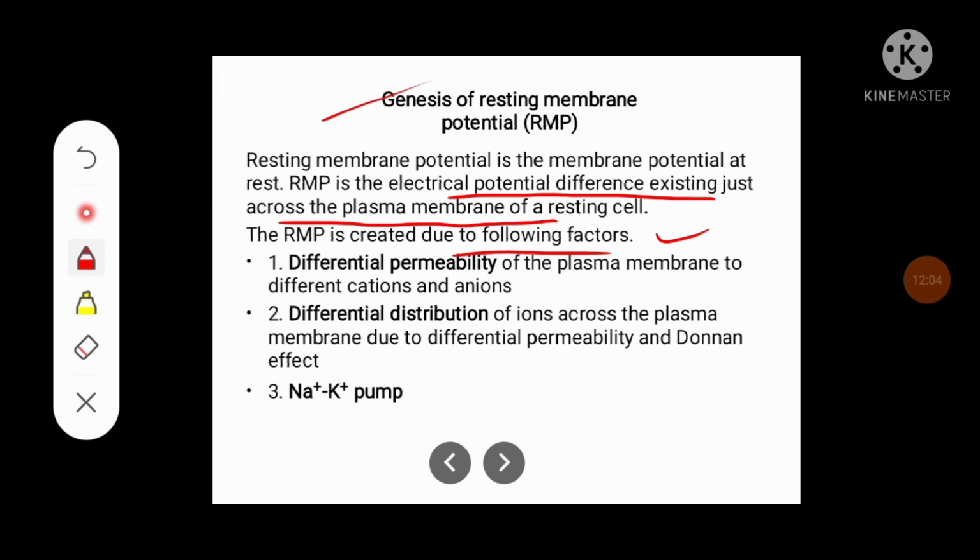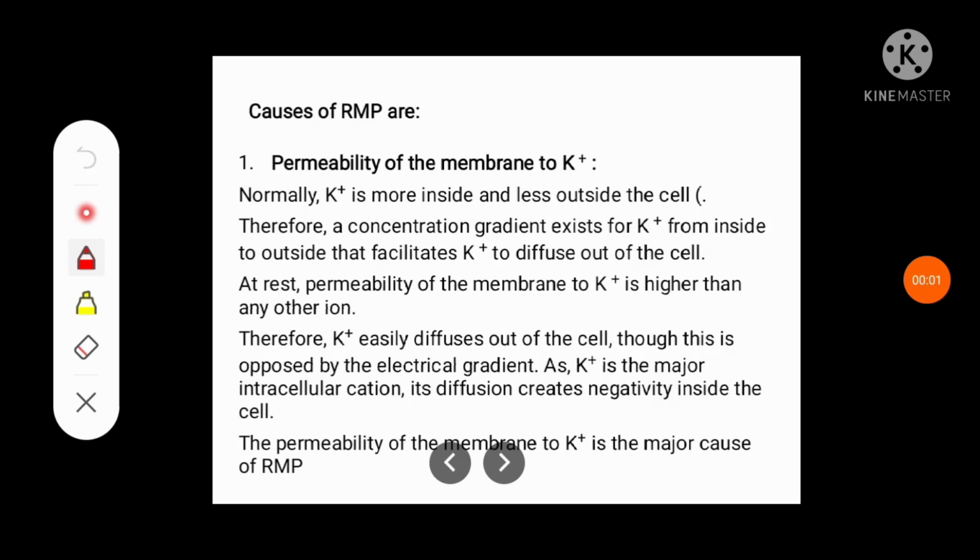The first one is the differential permeability of the plasma membrane to different cations and anions, and differential distribution of ions across the plasma membrane due to the differential permeability and Donnan's effect. And then it depends on sodium.